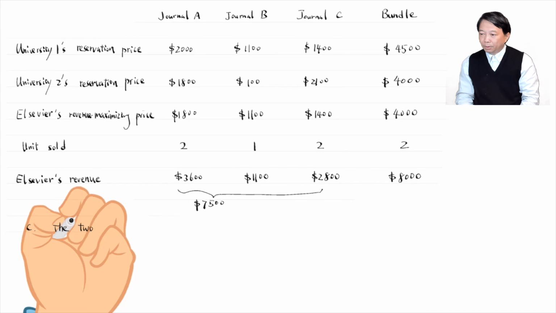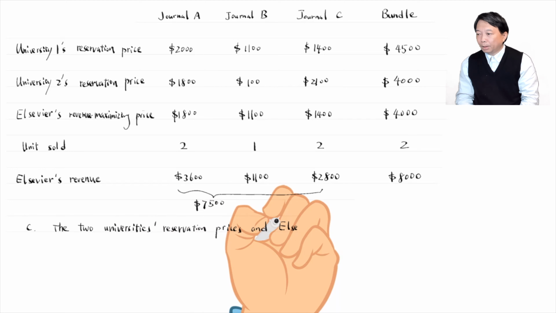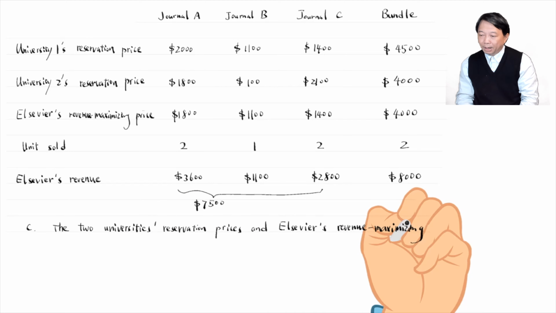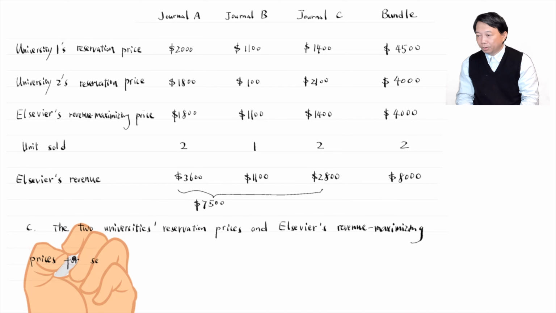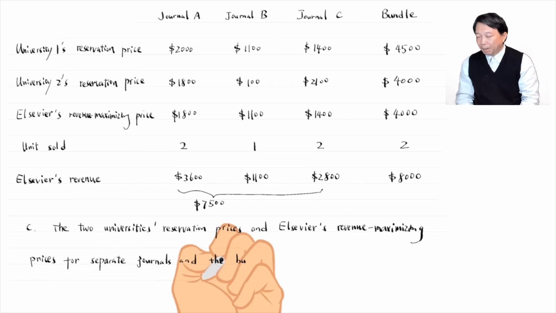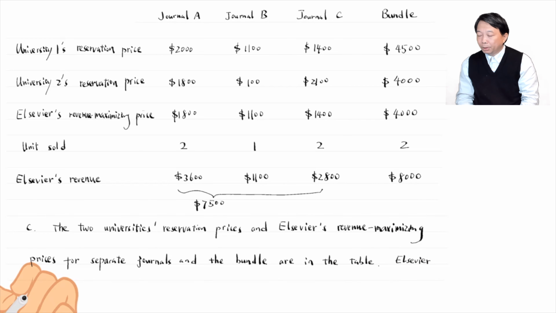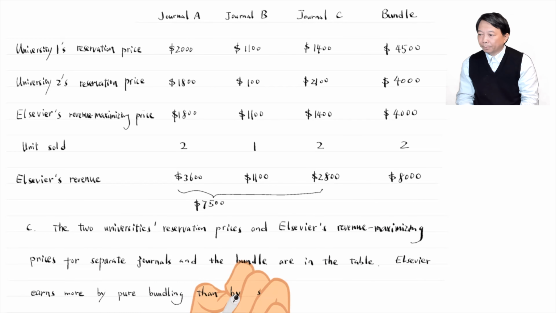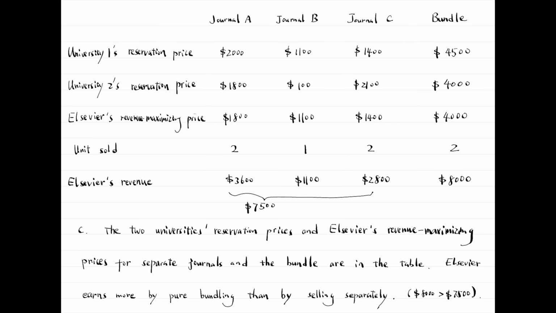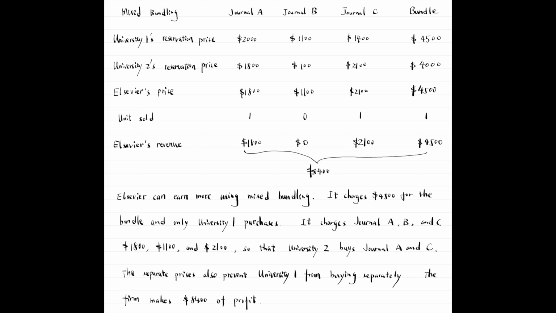The 2 universities' reservation prices and the firm's revenue maximizing prices for separate journals and the bundle are written in the table. The firm earns more by pure bundling than by selling separately. The firm can earn more using mixed bundling.